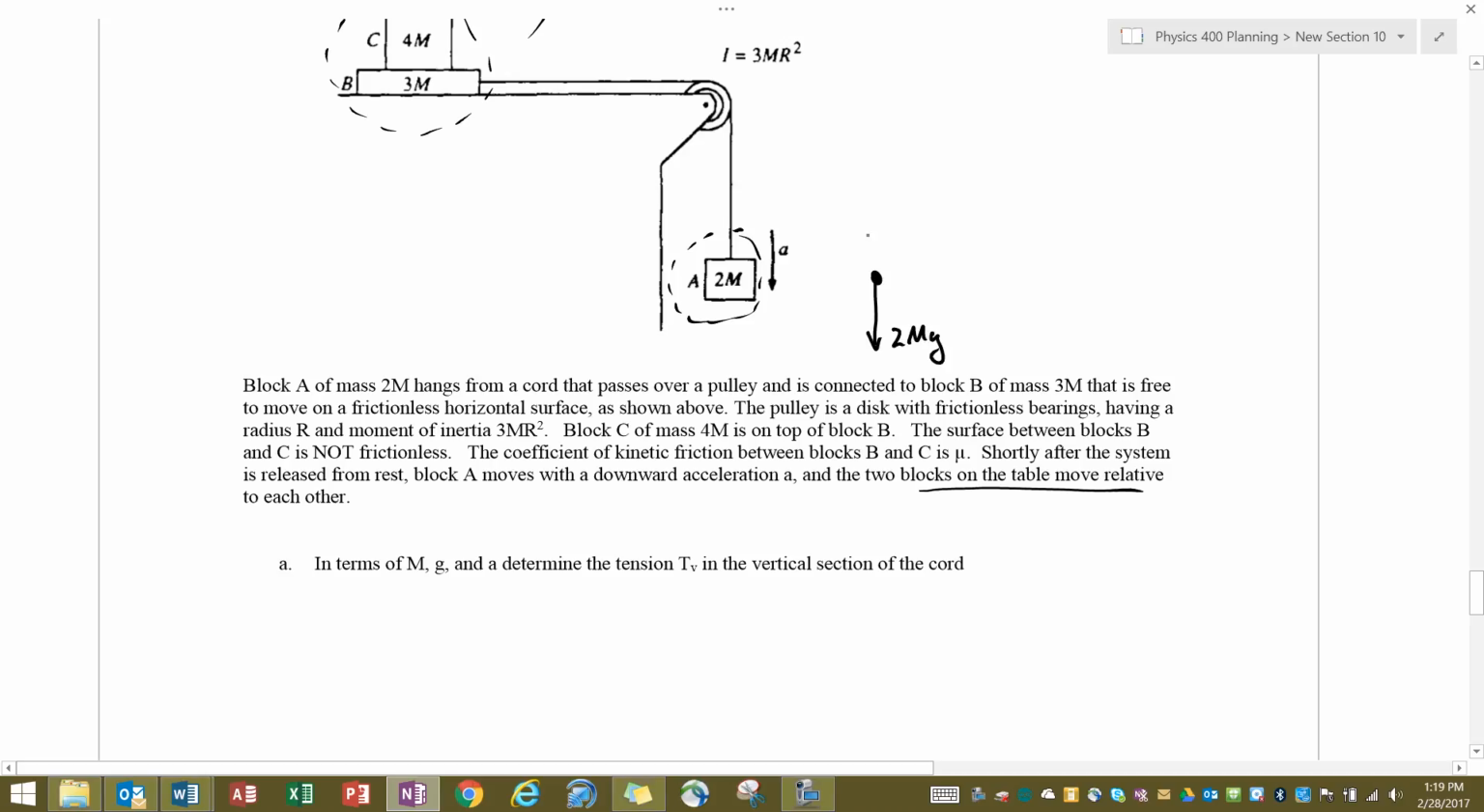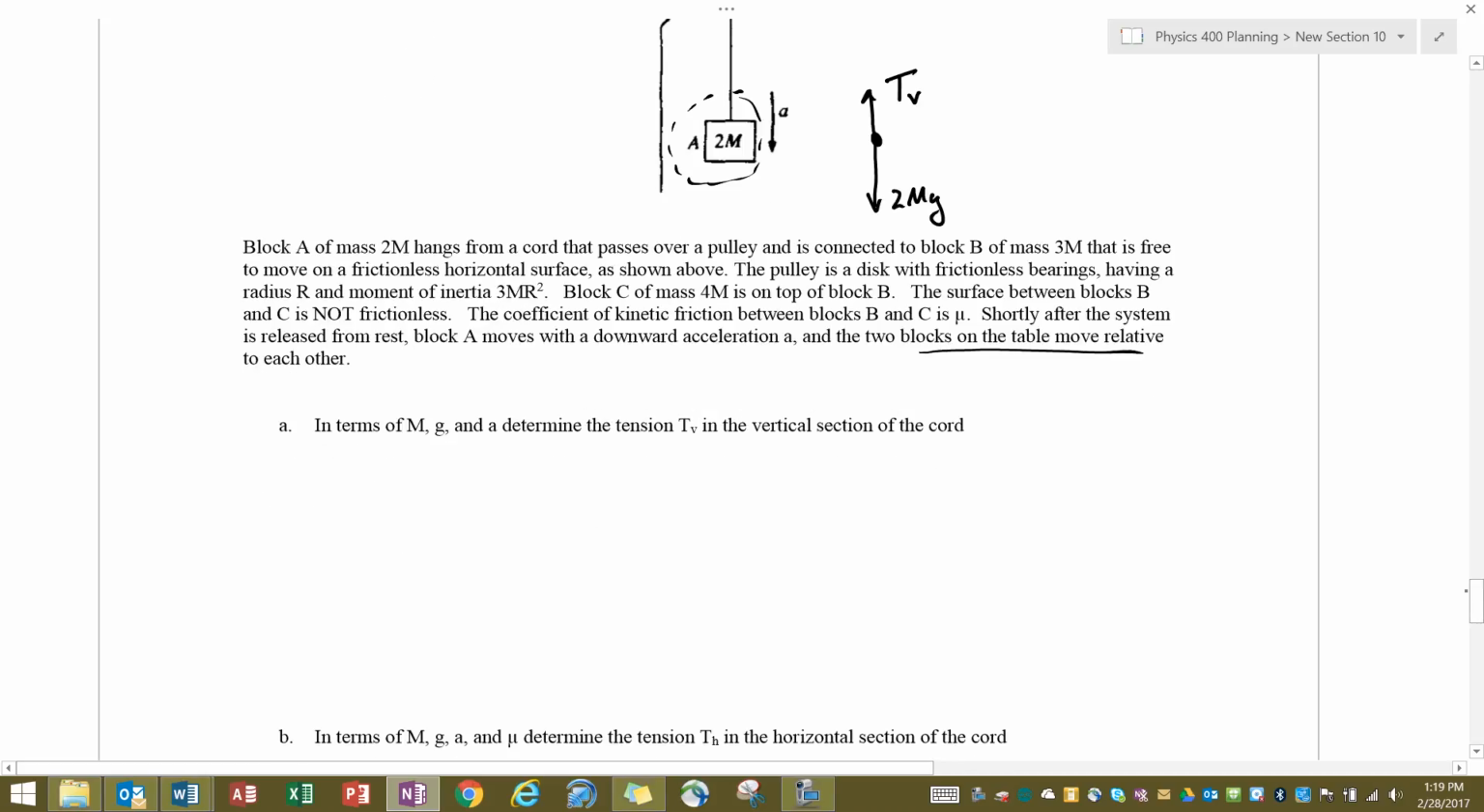2mg is the weight, and using the symbols that they tell us to use, TV would be the upwards tension. So accelerating down, I would say 2mg minus TV is equal to 2m times a. So TV would be equal to 2m times (g minus a).